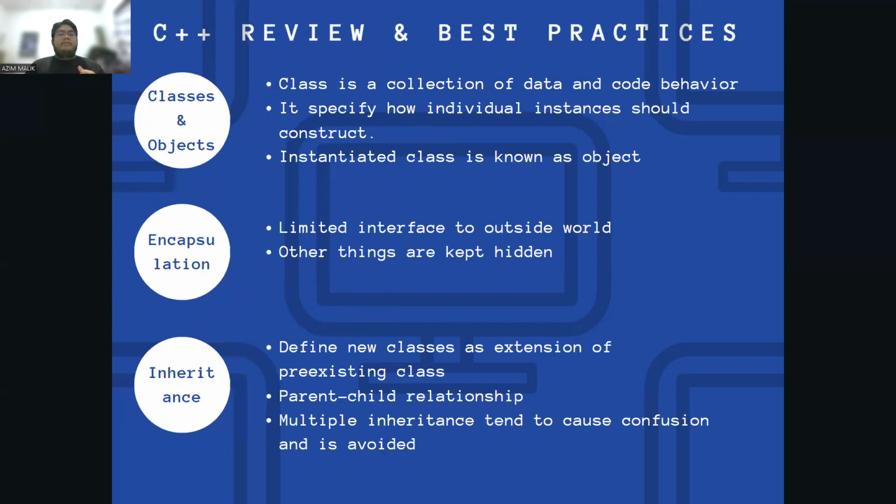Here are the C++ review and best practices. We have classes and objects, where a class is a collection of data that is instantiated, which is known as an object. Encapsulation is to limit the interface to the user. And then we have inheritance, where a class inherits from a pre-existing class, known as a parent-child relationship.